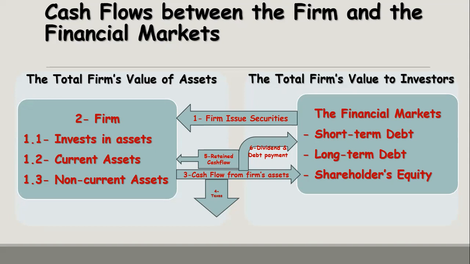The first step is the firm enters the financial market and issues securities in the shape of short-term securities like notes payable. On the other side, long-term liabilities like term finance certificates, bonds, etc. as debt instruments. And shareholders' equity as preferred or subscribed shares in the stock market.